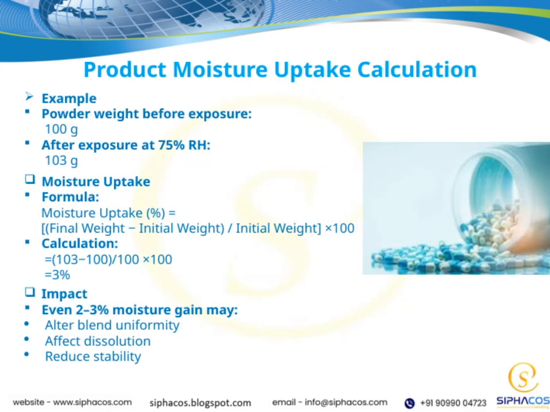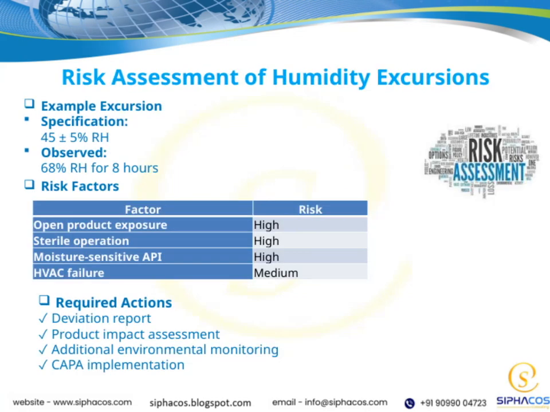Let's look at how we calculate moisture uptake in a product, using a simple example. We start with a powder weighing 100 grams. After exposing it to 75% relative humidity, the weight increases to 103 grams. To find moisture uptake, we take the difference, 3 grams, divide it by the original weight, then multiply by 100. That gives us a 3% moisture gain. Even a small increase like this can change how uniform the blend is, affect how it dissolves, and reduce its stability.